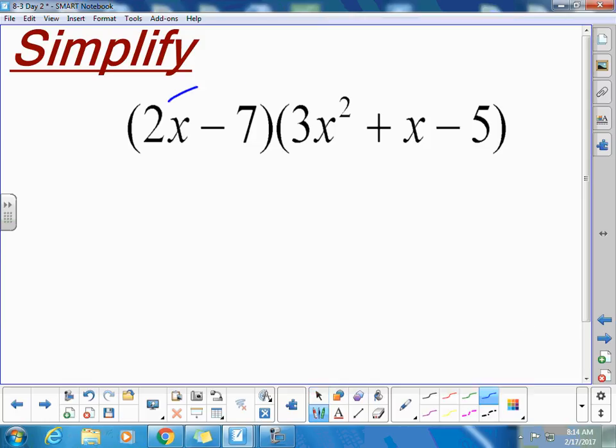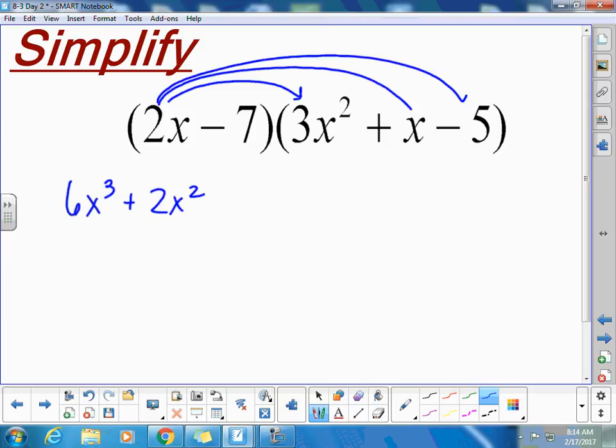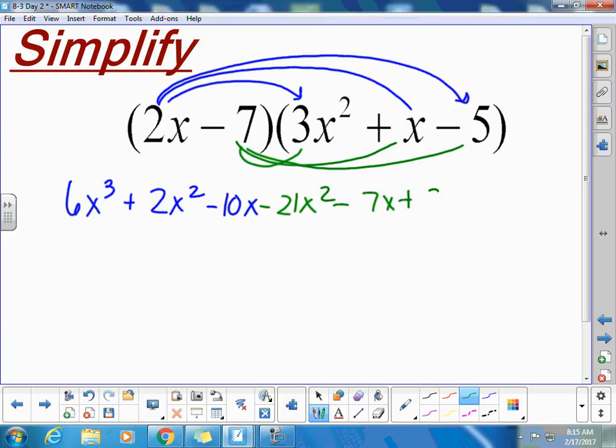Again, we're just going to FOIL, so I take 2x times 3x squared, and you get 6x to the 3rd. 2x times x is plus 2x squared. 2x times negative 5 is negative 10x. And then negative 7 times 3x squared is negative 21x squared. Minus 7x, and then negative times the negative, so plus 35.